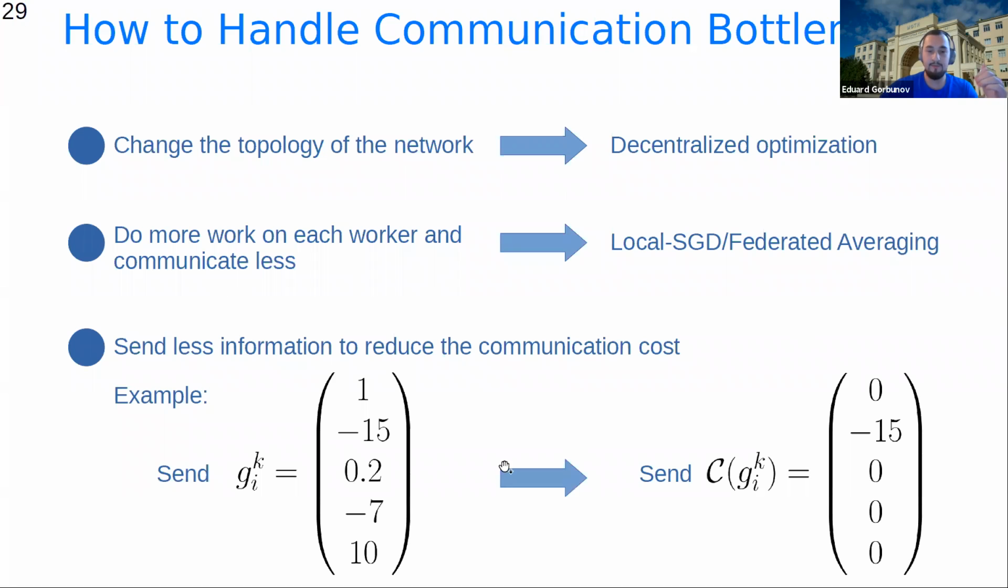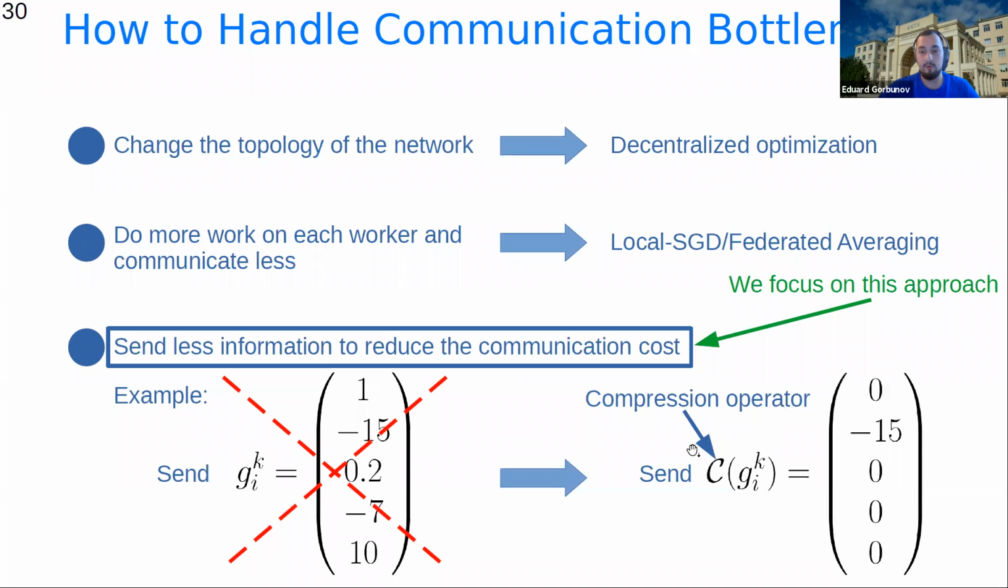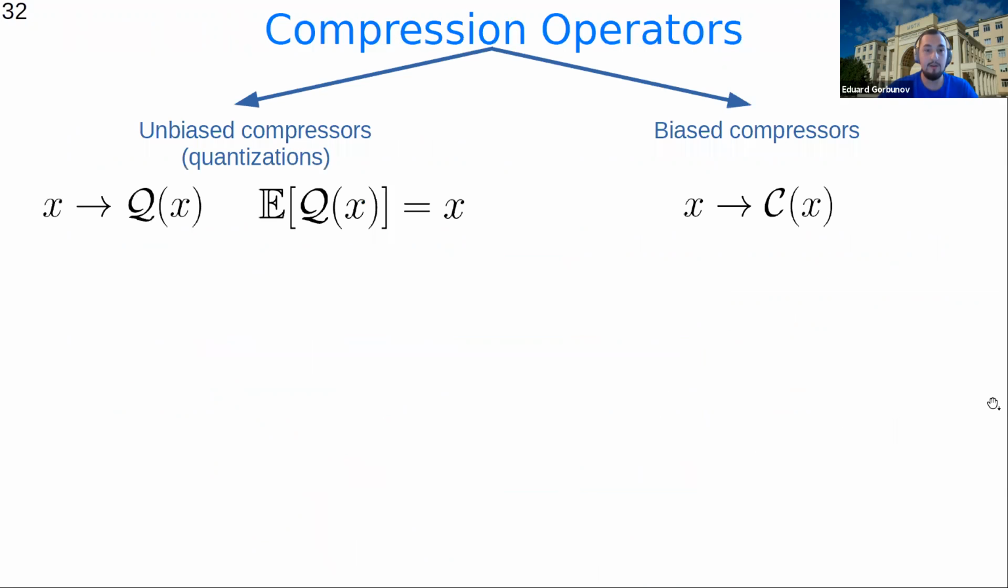For example, instead of sending stochastic gradients gik, instead of sending this vector, we can send a compressed version of it. Let's say we can keep only the component with the biggest absolute value. We will call this operator a compression operator. And the natural question is how to choose this operator. So let us define the possibilities.